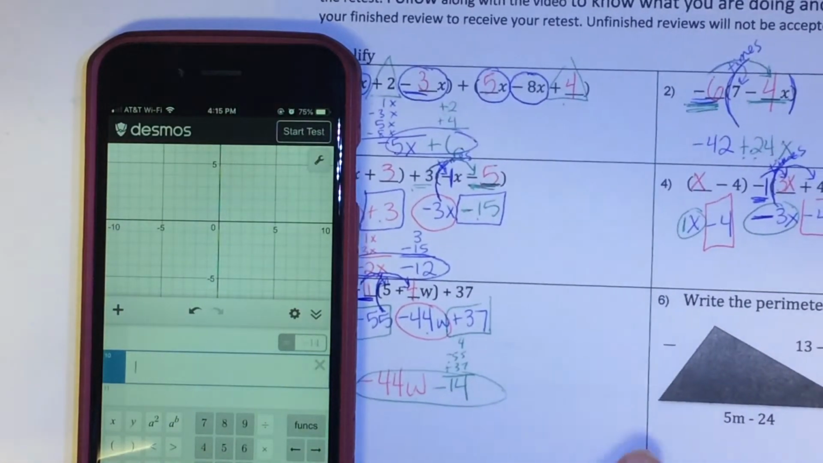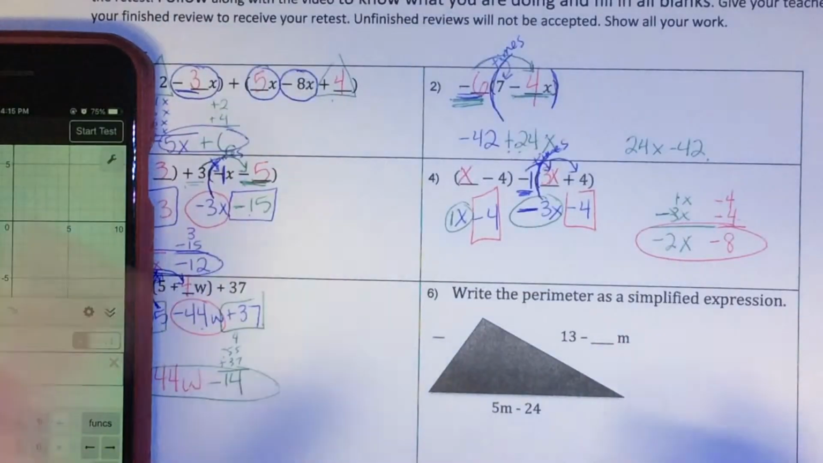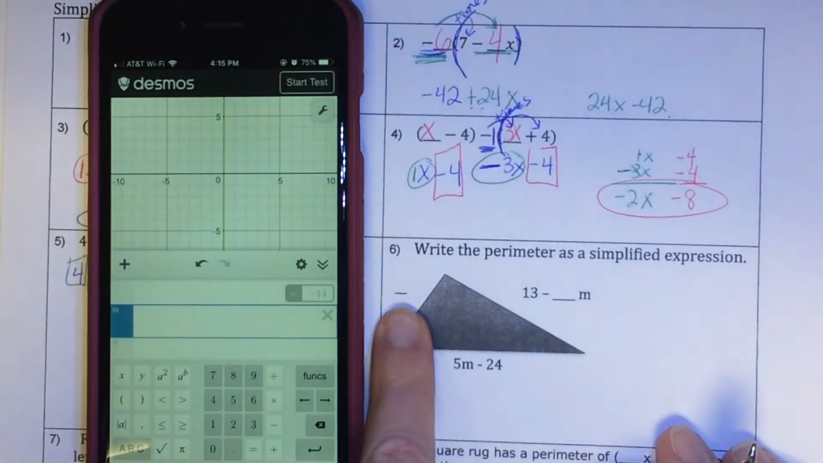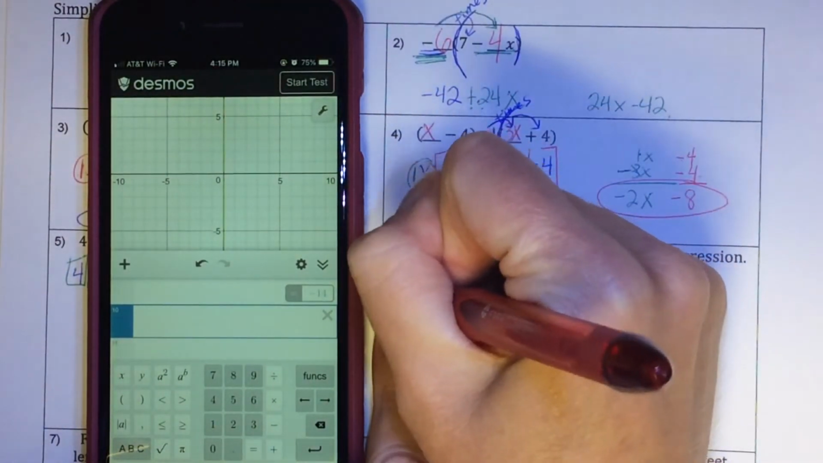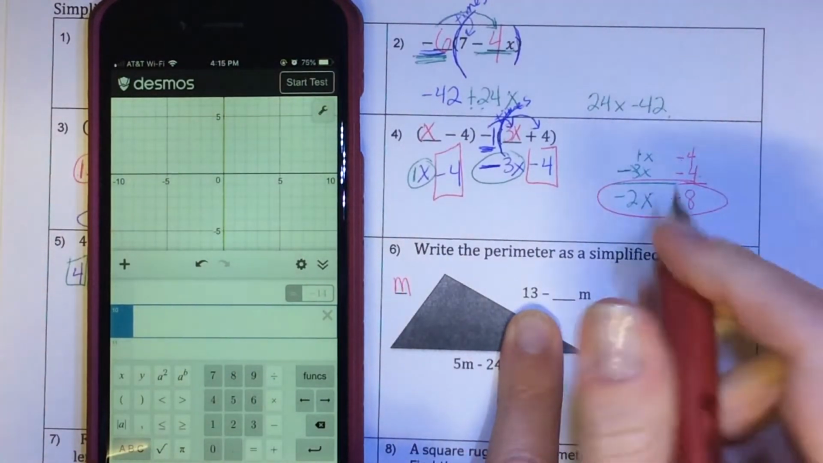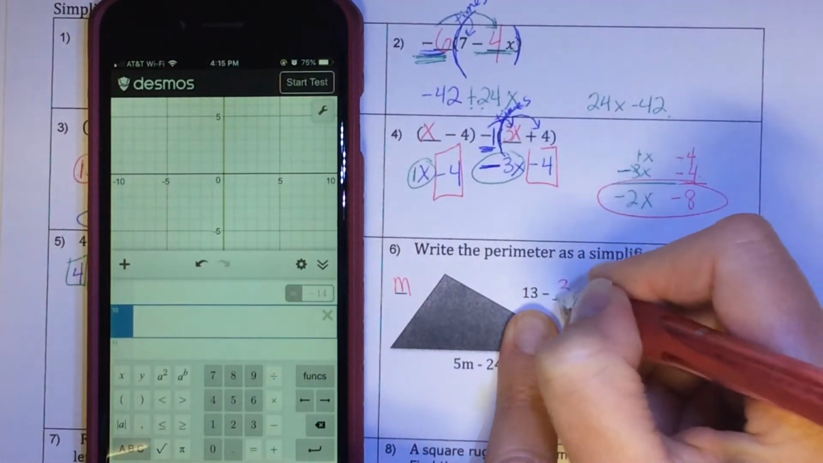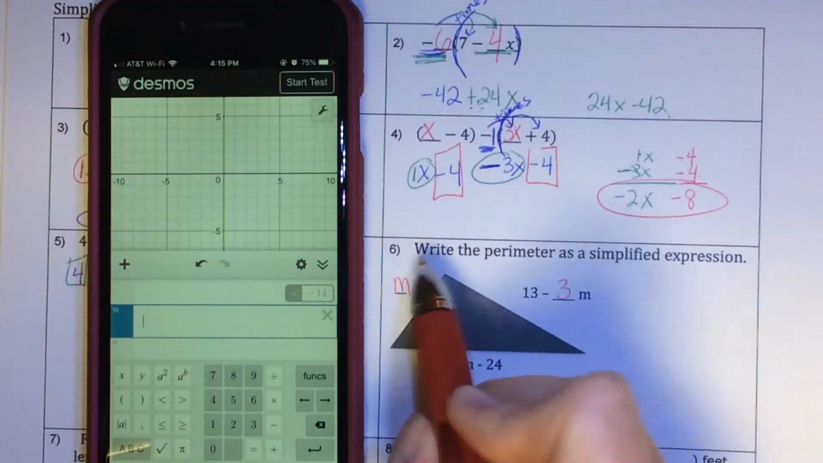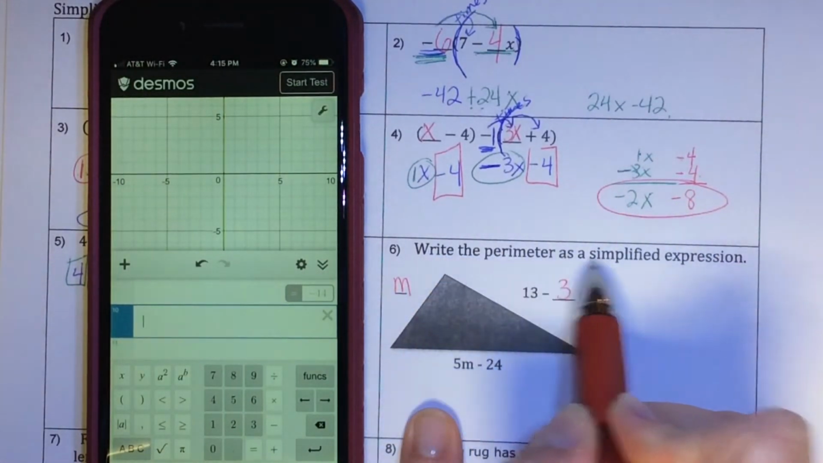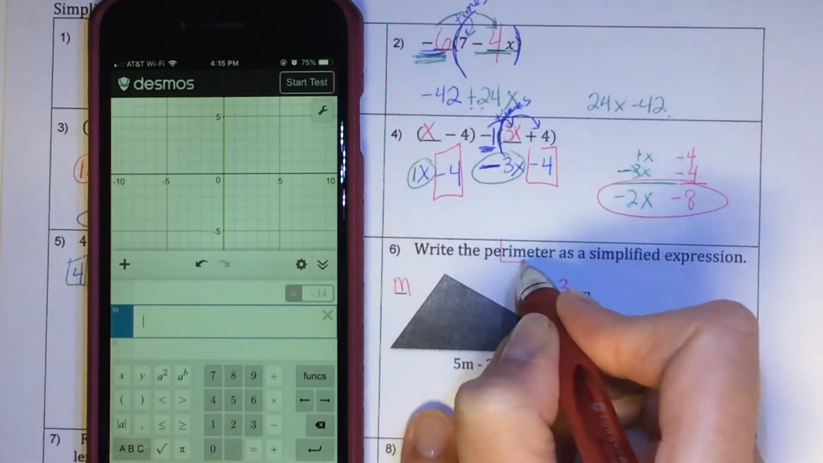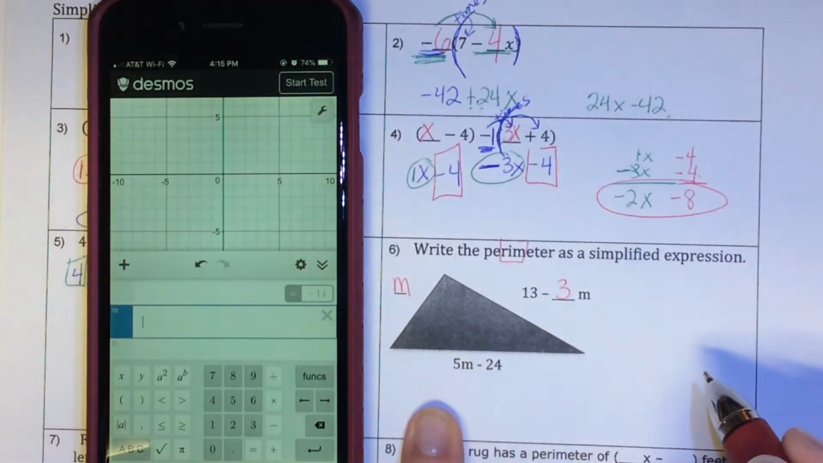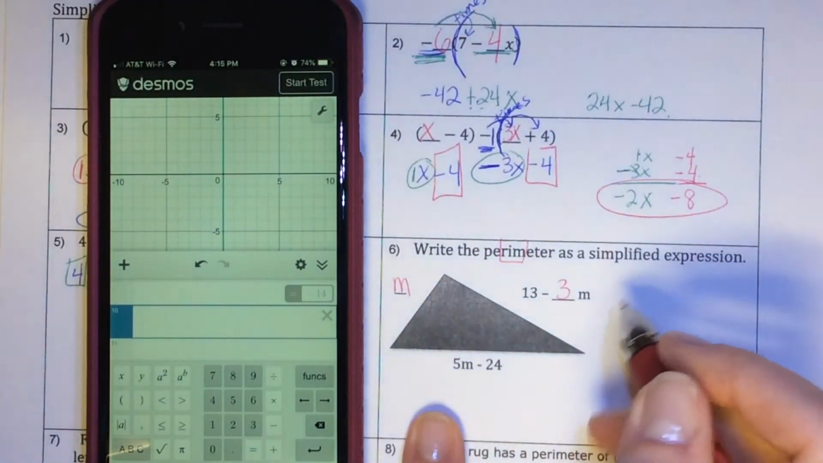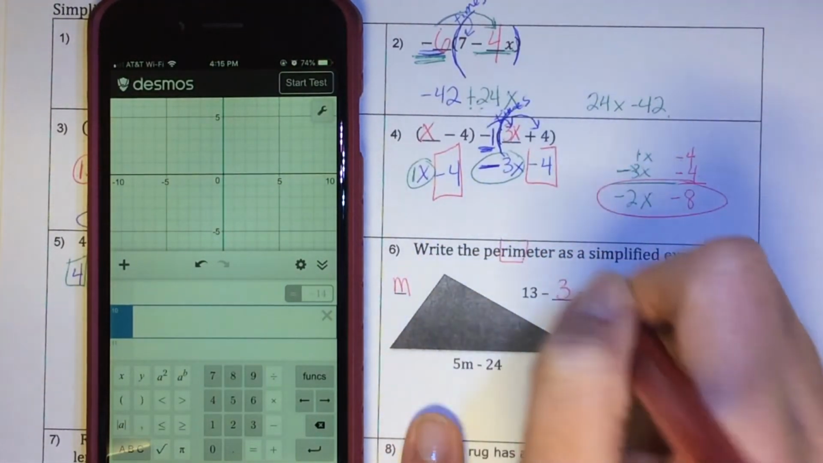Number 6, we're going to again fill in the blanks that we're missing. Up here on this left side, this is going to be an m. On the right side, we have 13 minus 3m. And on the bottom, all of our pieces are filled in. The question says write the perimeter as a simplified expression. Perimeter means that we go all the way around the outside rim of the shape. And we're going to combine like terms. So we're going to combine all of these sides.